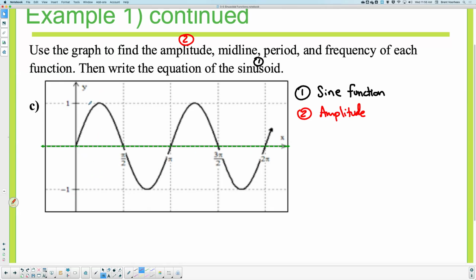How many units is it top to bottom? 2. And we divide that by 2, you get 1. So the amplitude is 1. You're correct. An amplitude, you could say it's from the midline to its maximum. So 1 is the amplitude. The third thing we're going to find is the midline. This is y equals, what value are we cutting through? 0. Y equals 0 is our midline.